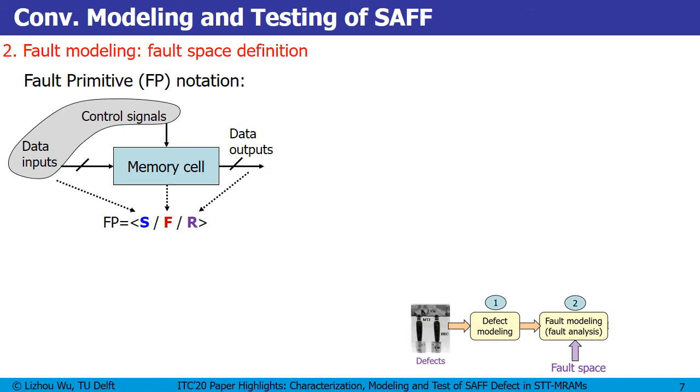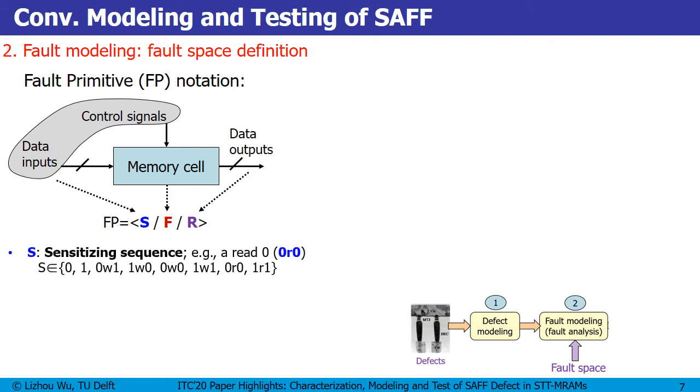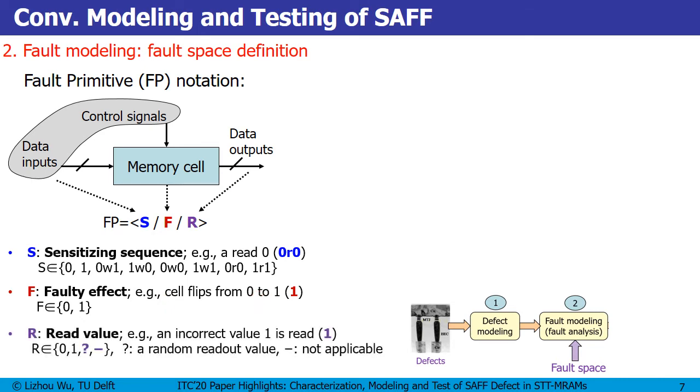We use fault primitive notation to describe memory faults. It has 3 parts. The first part is the sensitizing sequence. For example, a read 0 can be denoted as 0, read 0. The second part is the faulty effect. For example, a write 0 operation makes a cell flip from 0 to 1. The third part is the readout value. For example, we intend to read out 0, but we end up with the wrong value 1. If we combine these 3 parts, we get a complete fault primitive.